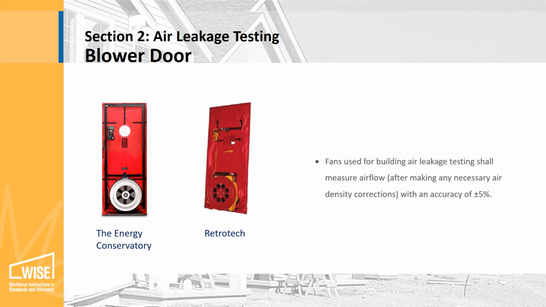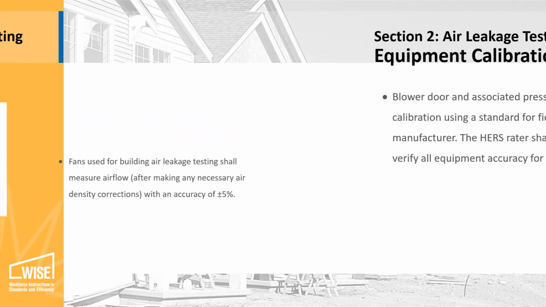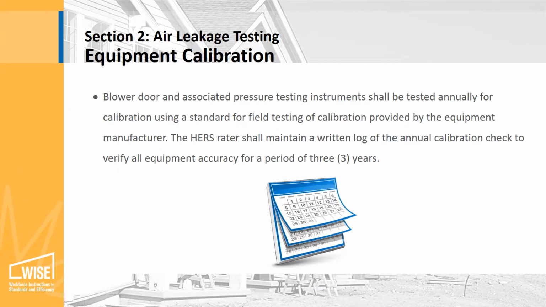The fans used to pressurize or depressurize the house need to have an accuracy of plus or minus 5%. As with the pressure gauges, you can choose from different manufacturers. Again, the Energy Conservatory and Retrotec are the most common. The pressure gauges and fans need to be tested annually for calibration.